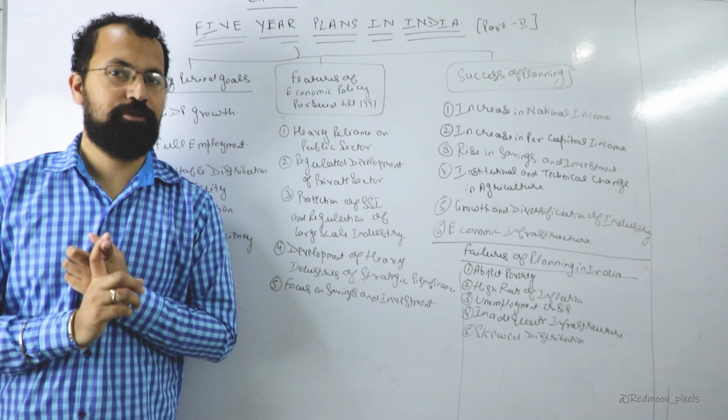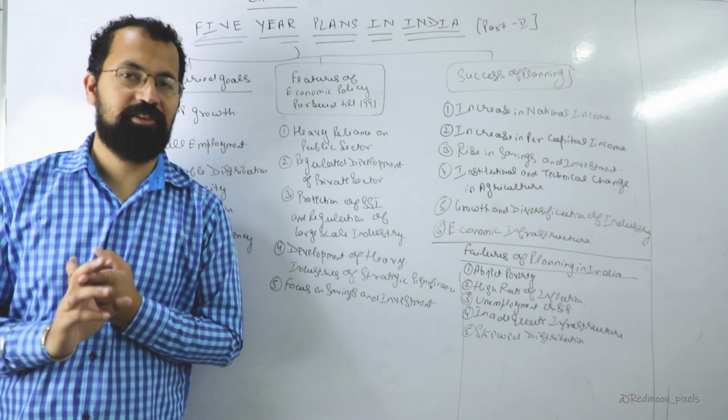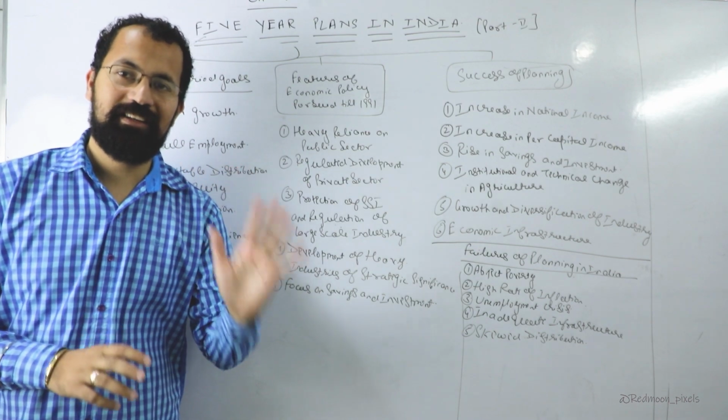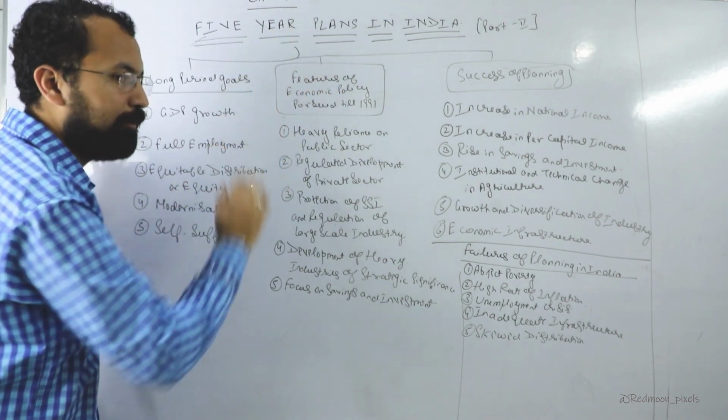Head or the chairperson of the planning commission is the Prime Minister. Now the next heading is, first thing, why was there a need for 5-year plans in India.